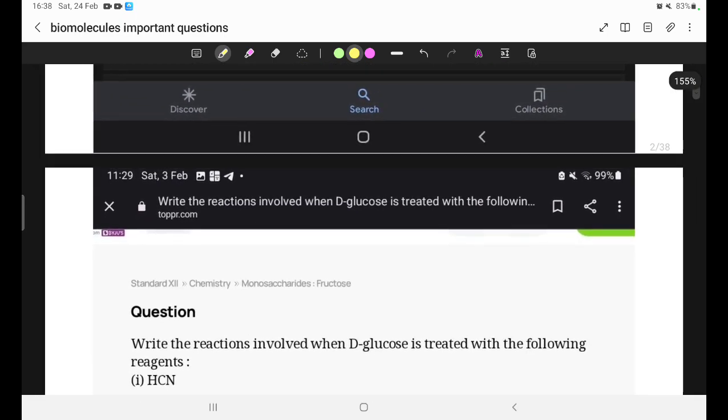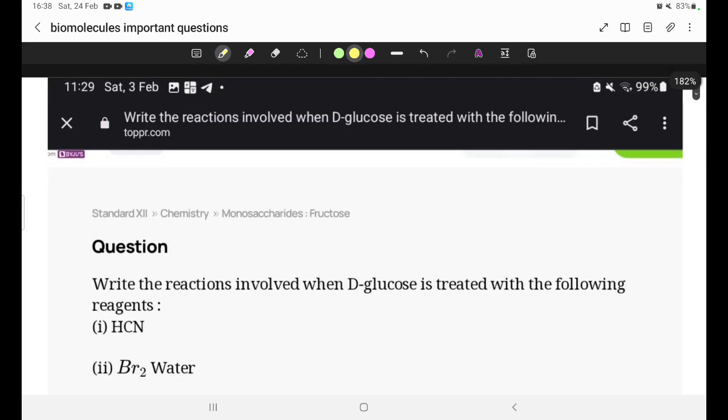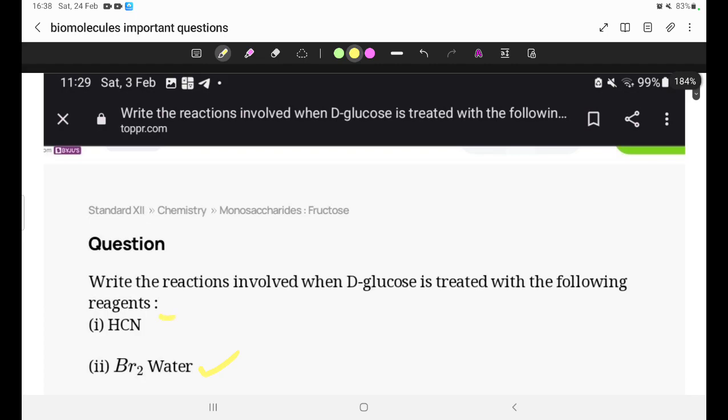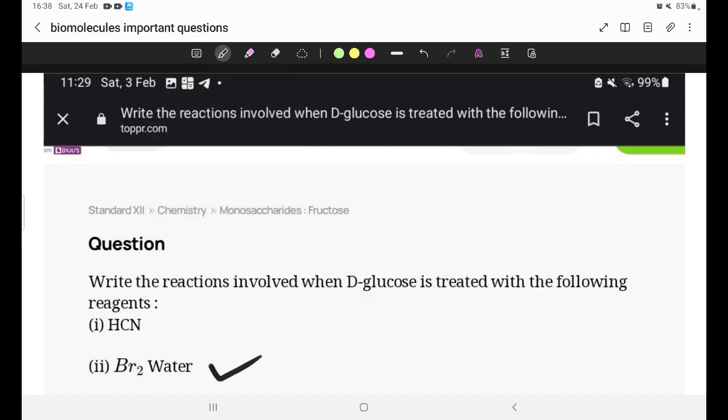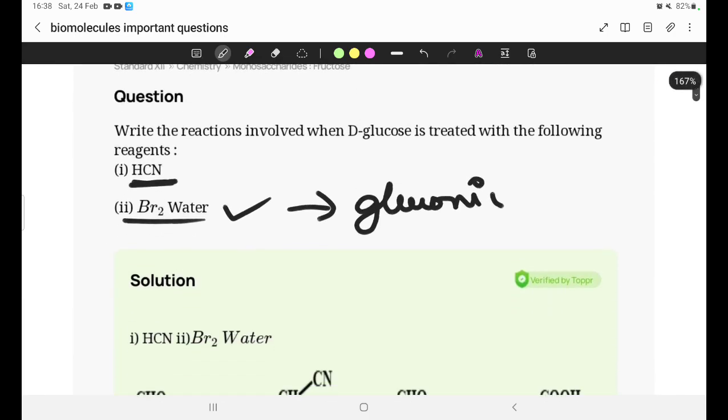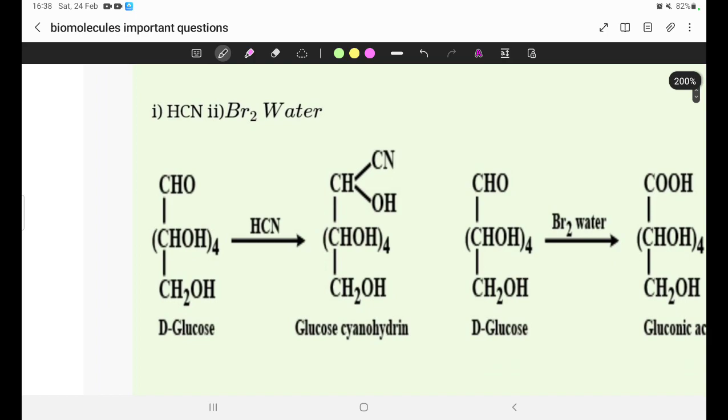Next question. Write the reaction when D-glucose reacts with bromine water and HCN. When it reacts with HCN, that is cyanohydrin formation, we get a product. We already discussed what happens with bromine water. Bromine water is a mild oxidizing agent, it undergoes the oxidation reaction and forms gluconic acid. Now what about this one? This is a cyanohydrin reaction. When it undergoes cyanohydrin formation, we get glucose cyanohydrin. How is it formed?